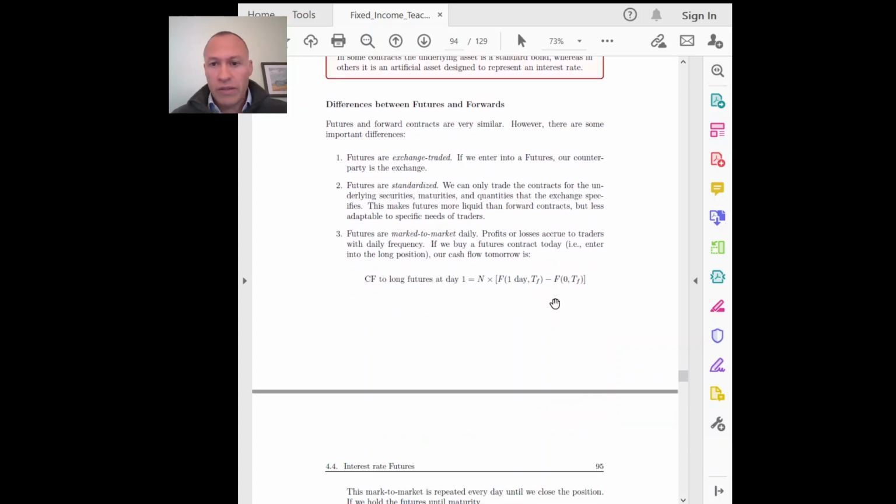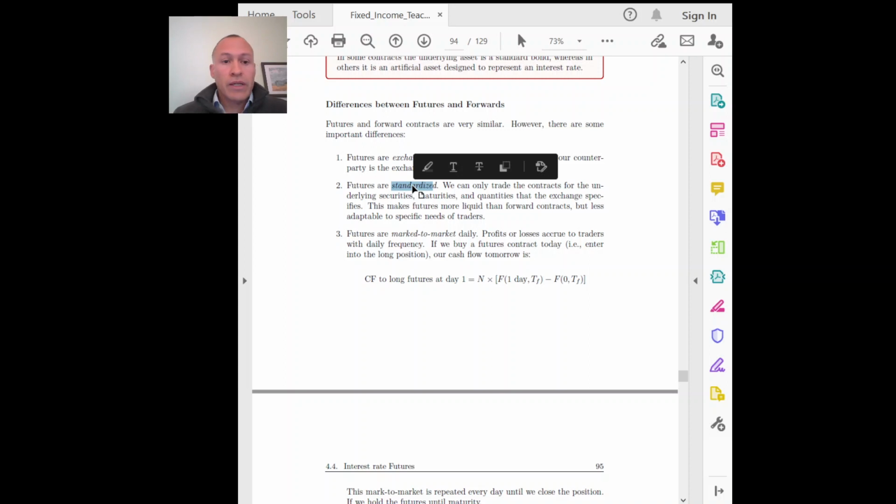So what are the main differences between these futures contracts and the forward contracts that we looked at before? The first one is that futures are exchange traded, meaning that when I trade a futures contract, I am trading with the exchange directly. The futures are standardized. This is both good and bad, but it's mostly good in the sense that the standardization creates a lot more liquidity in these contracts. The downside is that it is no longer tailor-made for my needs like a forward contract could be.